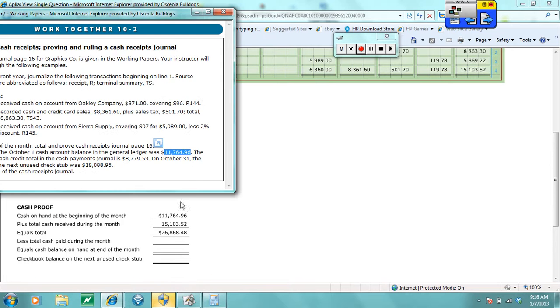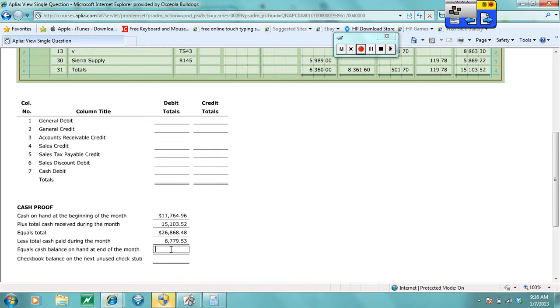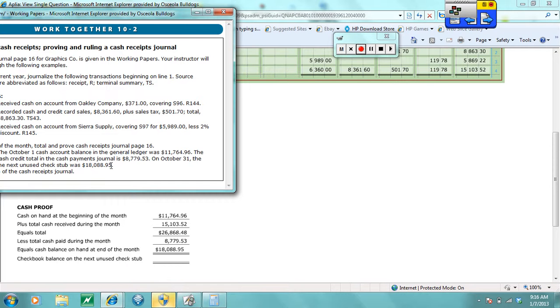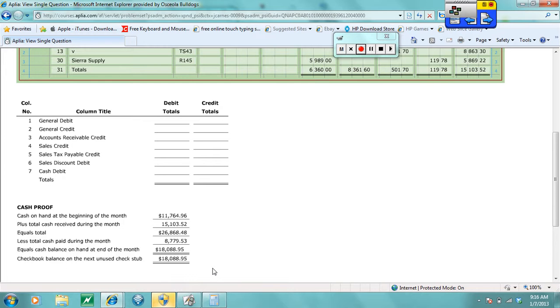Go to your instructions, amount paid during the month, cash payments journal, cash credit. It's the amount that you pay. Less, so you're subtracting, do your math. And does that equal the amount on the next unused check stub? There we go. Now, I didn't show this, I cut it out to save time.